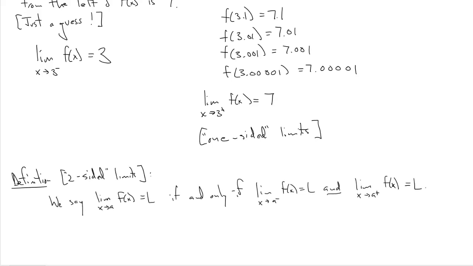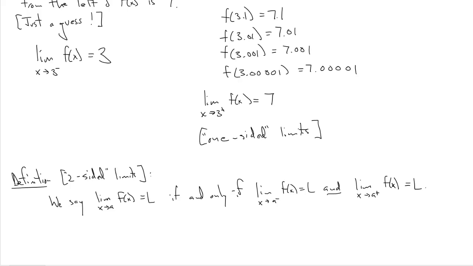We say that the limit as x approaches a of f of x equals L. There's the notation for the two-sided limit, the limit as x approaches a without any little decorative plus or minus near it. So we say that the limit as x approaches a of some function f of x is equal to some number L, if and only if the limit from the left is equal to L and the limit from the right is equal to L.